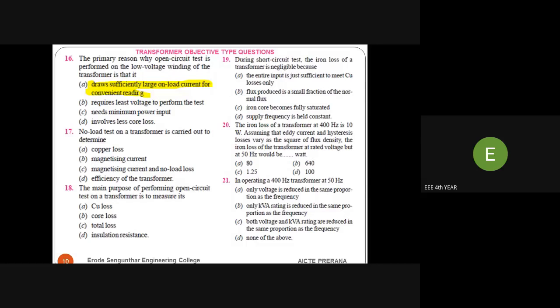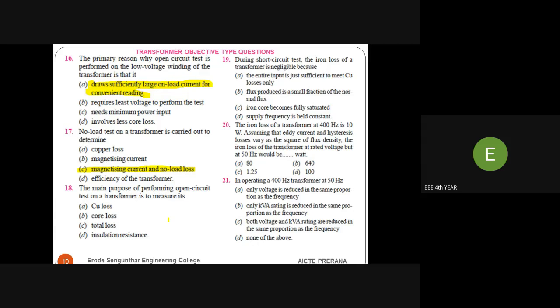Question number 17. No load test on a transformer is carried out to determine: option A copper losses, magnetizing current and no load losses, or efficiency of a transformer. Definitely it is used to determine no load losses and also the magnetizing current. The no load test of a transformer is carried out to determine magnetizing current and no load losses.